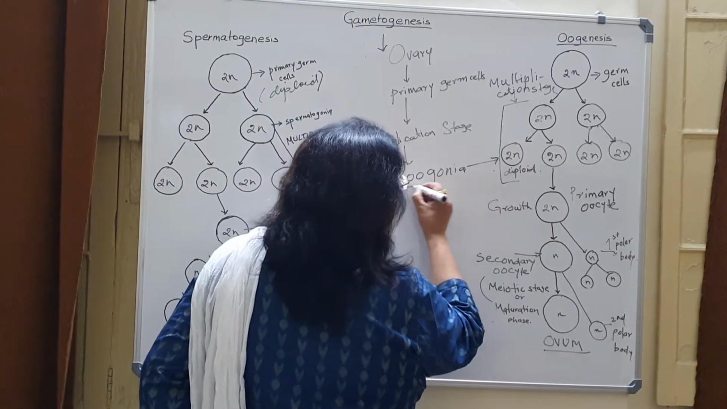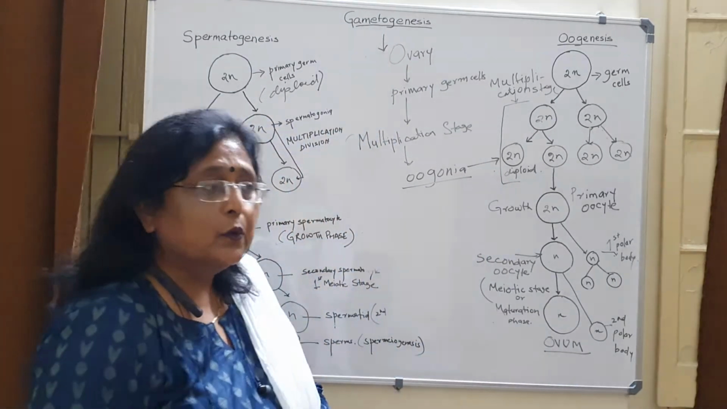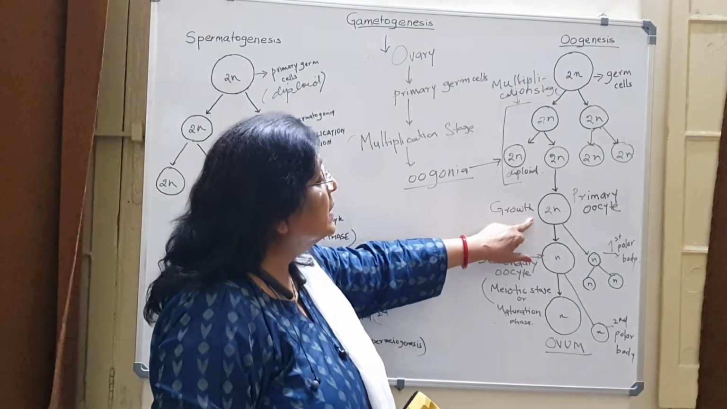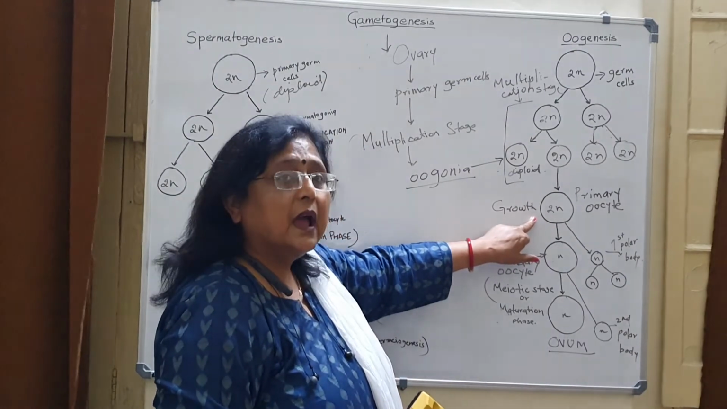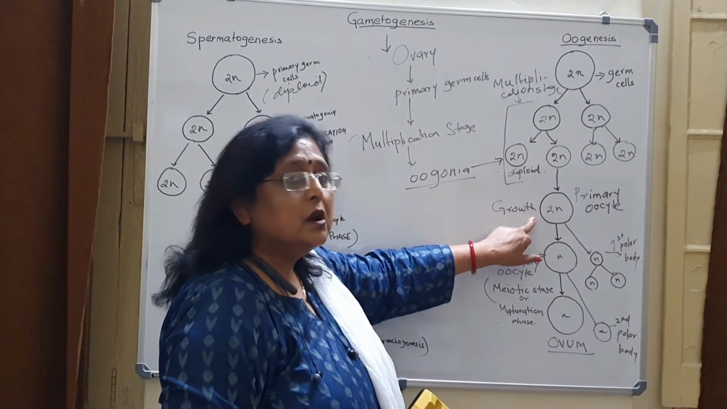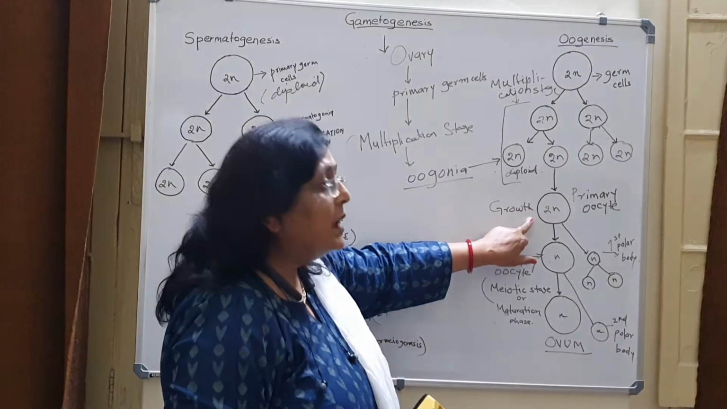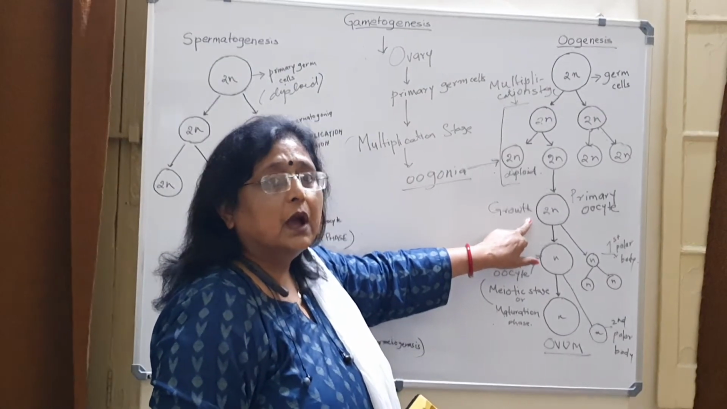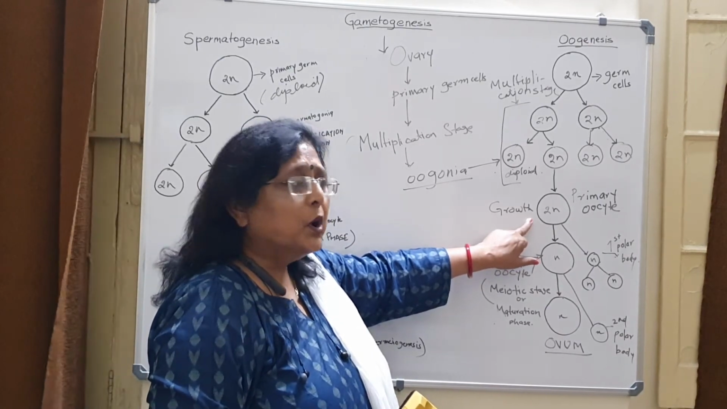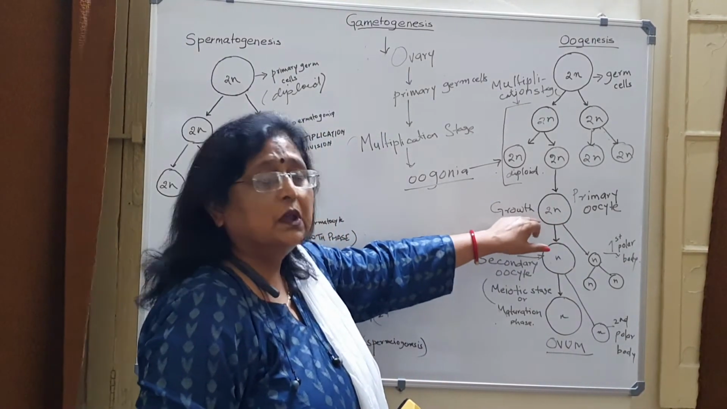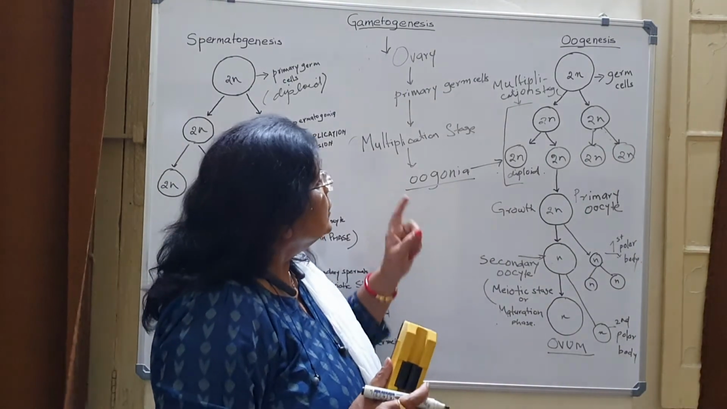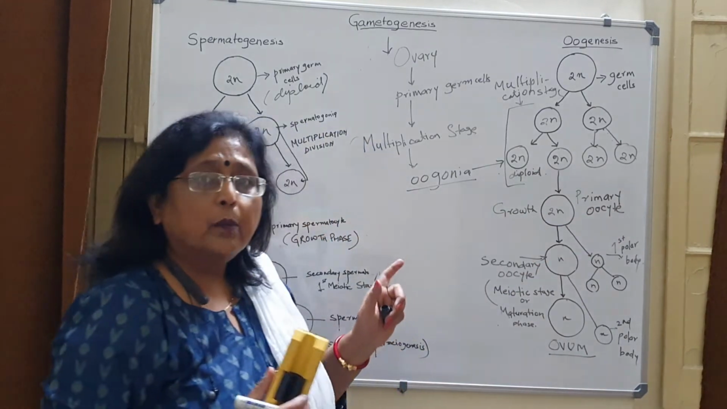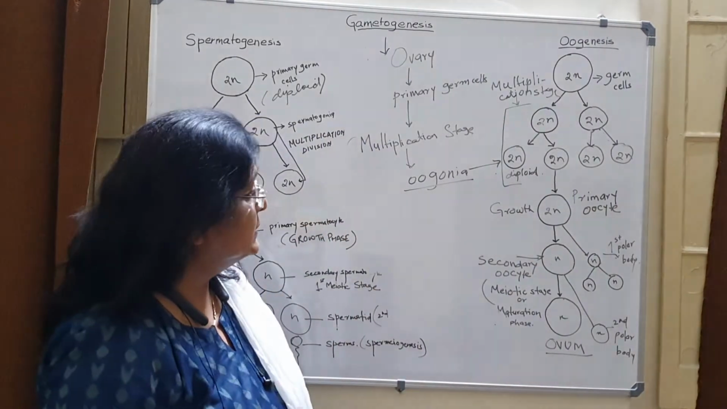oogonia. The oogonia enters the growth phase. That means no division will occur over here, there will only be an increase in the size of the cell by the accumulation of food materials, as well as an increase in the number of cytoplasmic inclusions like mitochondria, endoplasmic reticulum, Golgi body. They all will increase in number during the growth phase, and the oogonia will now change into primary oocyte. The oogonia will now be known as primary oocyte.